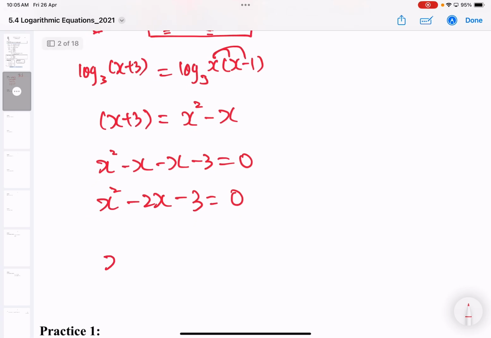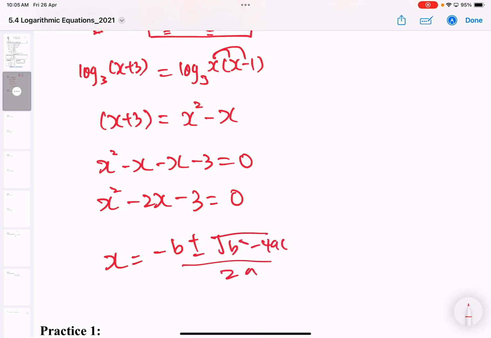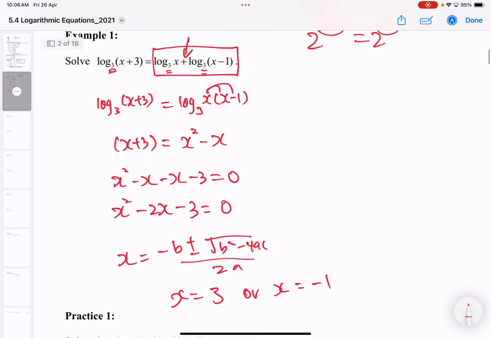Alright? So if you use the quadratic formula, I'm not going to write down the formula. But you guys should know that you must write down the whole expression. Let me write it down. Negative b plus minus the square root of b squared minus 4ac, over 2a, and substitute inside. If you do that, you will get x is equal to 3 or x is equal to negative 1. Okay? So this is how you solve this question.